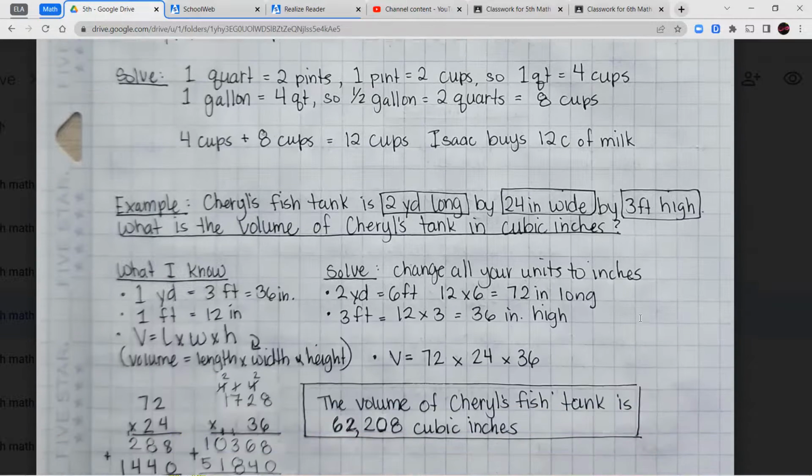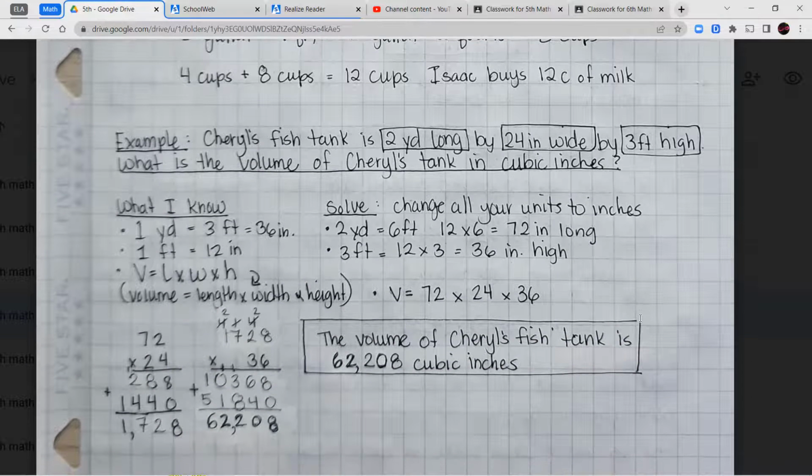Our next example says Cheryl's fish tank is 2 yards long by 24 inches wide by 3 feet high. What is the volume of Cheryl's tank in cubic inches? So let me think of what I know. I know that 1 yard is 3 feet, and that's the same thing as 36 inches. I know 1 foot is 12 inches.